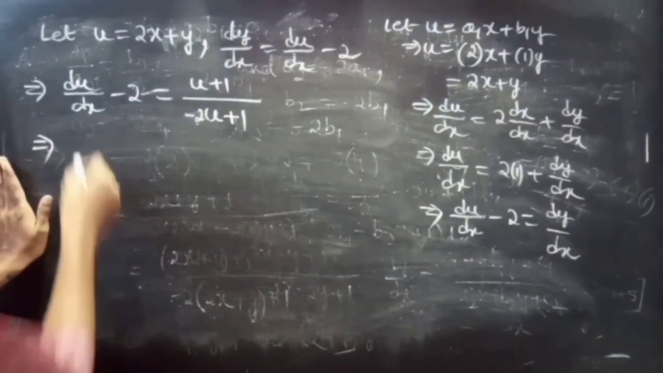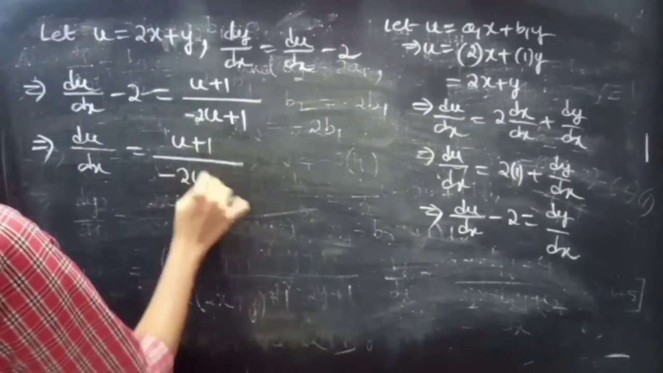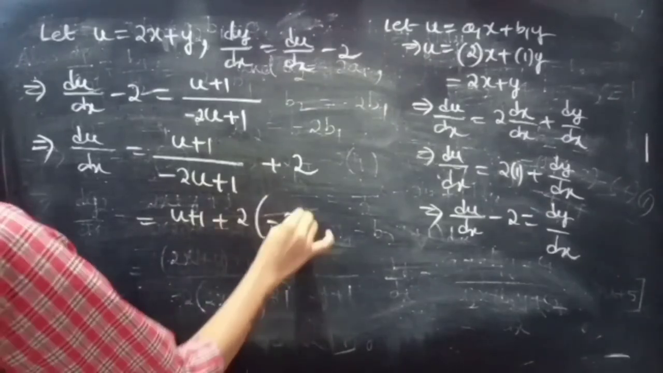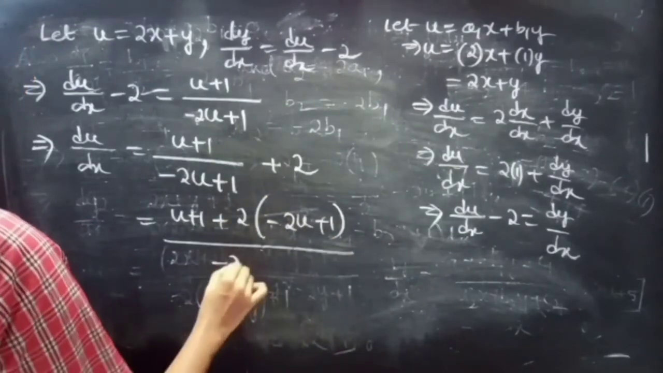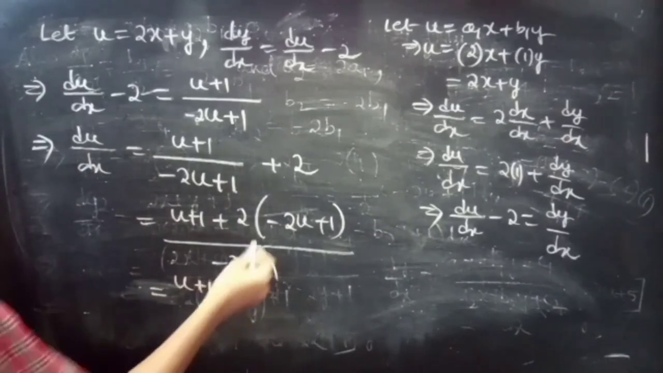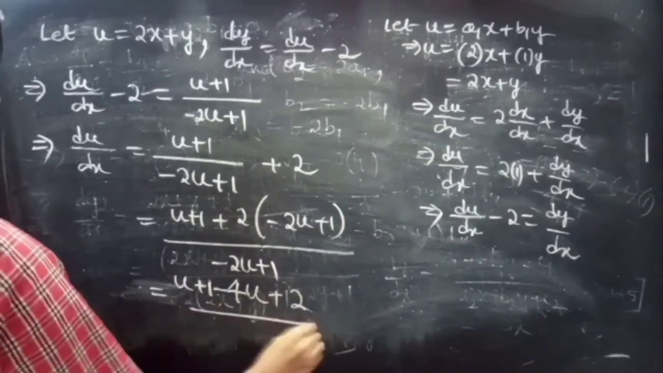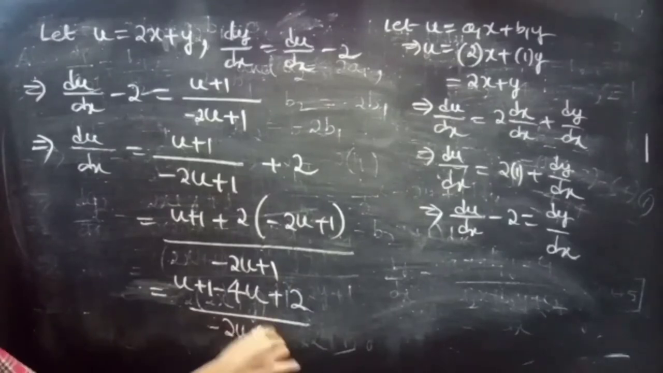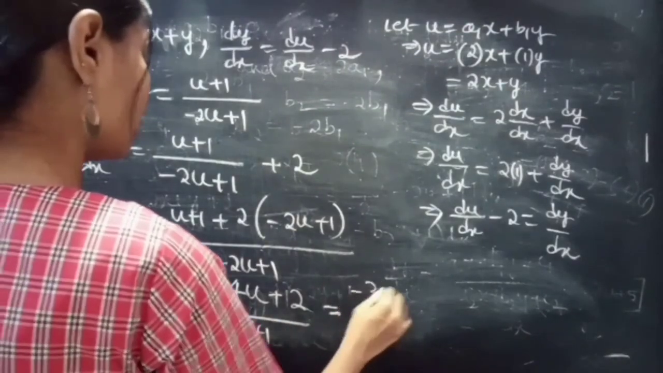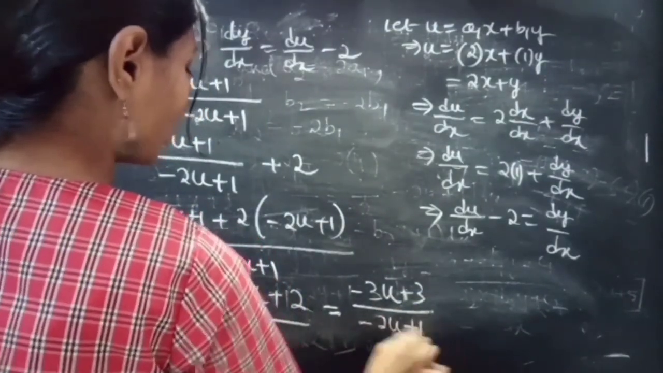On the RHS it becomes plus 2. Then du by dx equals u plus 1 by minus 2u plus 1, plus 2. This equals u plus 1 plus 2 times minus 2u plus 1, by minus 2u plus 1. Then u plus 1, 2 times minus 2u is minus 4u, and 2 times 1 is 2, by minus 2u plus 1, which equals u minus 4u, that is minus 3u, plus 1 plus 2, that is plus 3, by minus 2u plus 1.